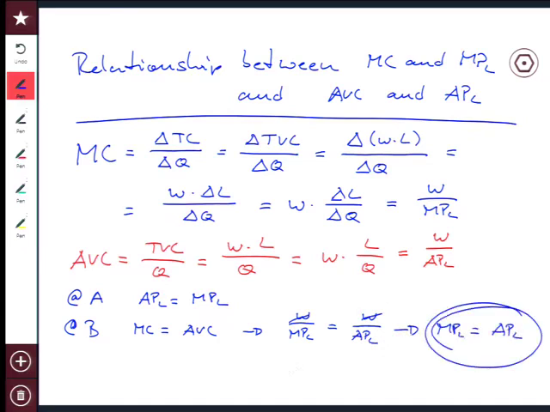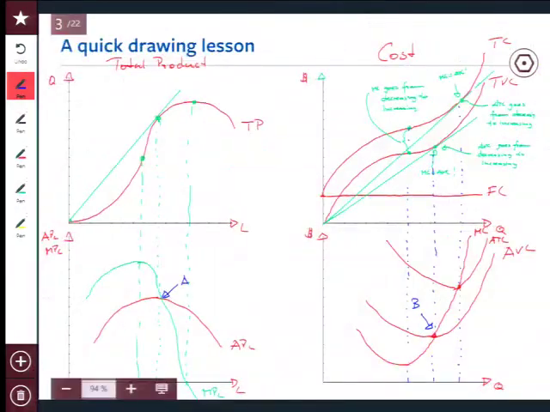No way, Max. No way. So the output level at B here is exactly the output level at which you use the amount of labor where average product is equal to marginal product. Oh, wow, right?